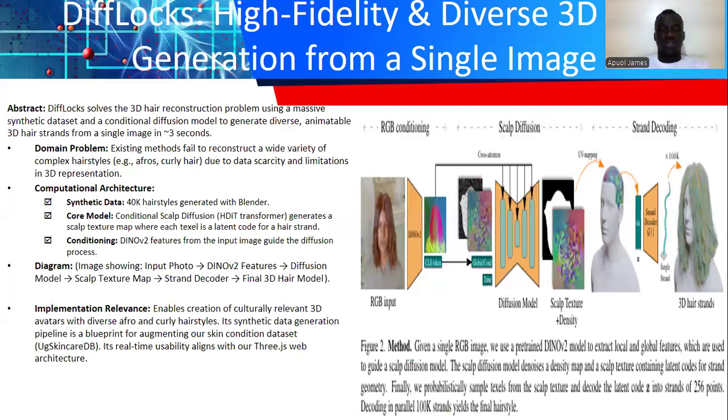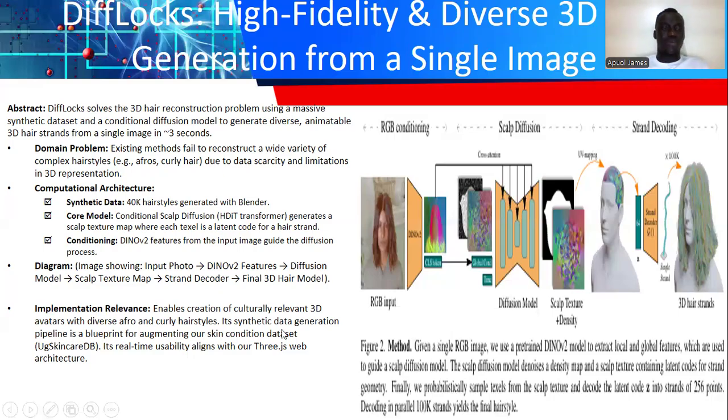Now the next paper is DeepLocks. When we deal with DeepLocks, their main problem is that existing methods fail to reconstruct a wide variety of complex hairstyles. They introduce DeepLocks, which uses synthetic data, 4K hairstyles generated with Blender, and the core model is conditional scalp diffusion. It generates a scalp texture map where each pixel is a latent code for a hair strand. The conditioning is DINOv2: they use DINOv2 features from the input image to guide the diffusion process.